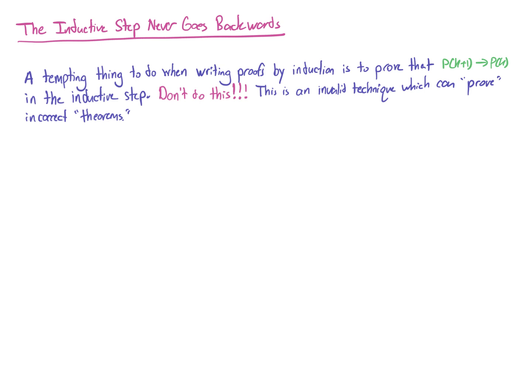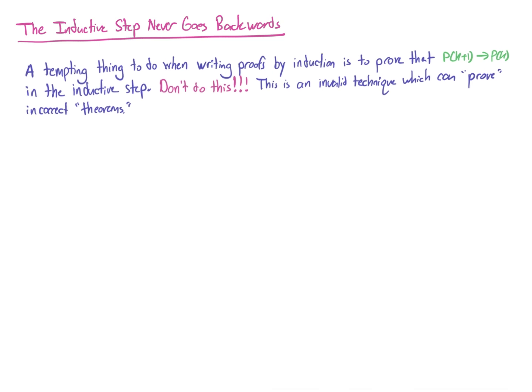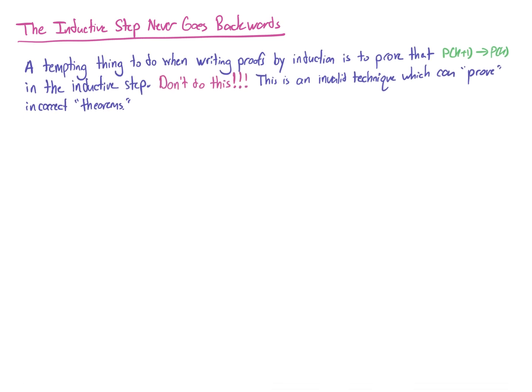And what do I mean by the inductive step going backwards? It's tempting sometimes to try to write a proof by induction by doing the base case, and then you assume that P(k+1) is true, and then simplify it down to something that you might know to be true, or simplify it down to P(k) or something like that. So you assume P(k+1), and then you show that that implies P(k). Don't ever do this.